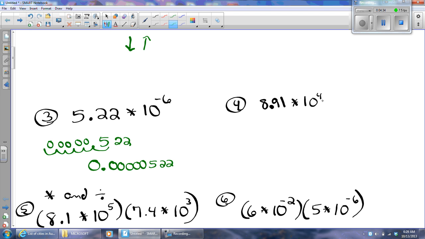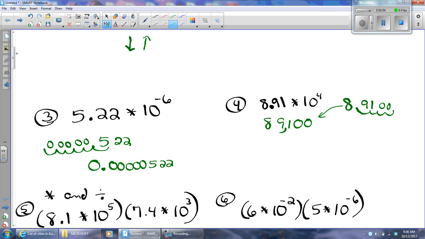10 to the 4th, 10,000. So 1, 2, 3, 4, I believe will be right. If you don't believe me, you can go ahead and do the little waves. 1, 2, 3, 4. You'll need 2 zeros, and you'll see I do get the same number.